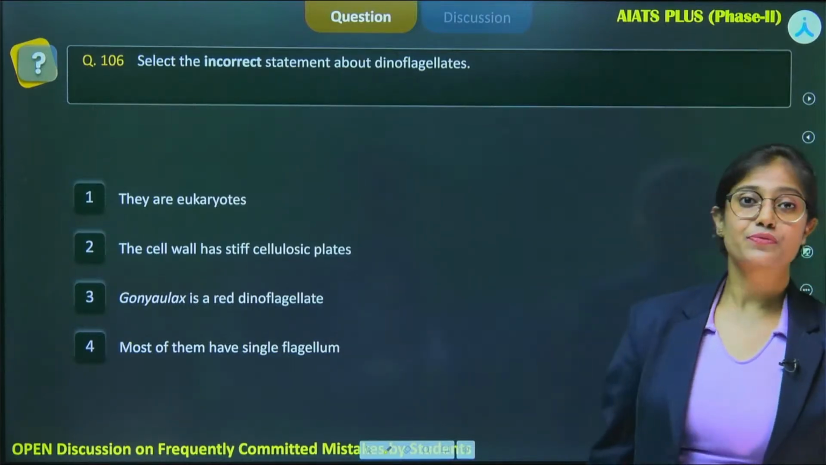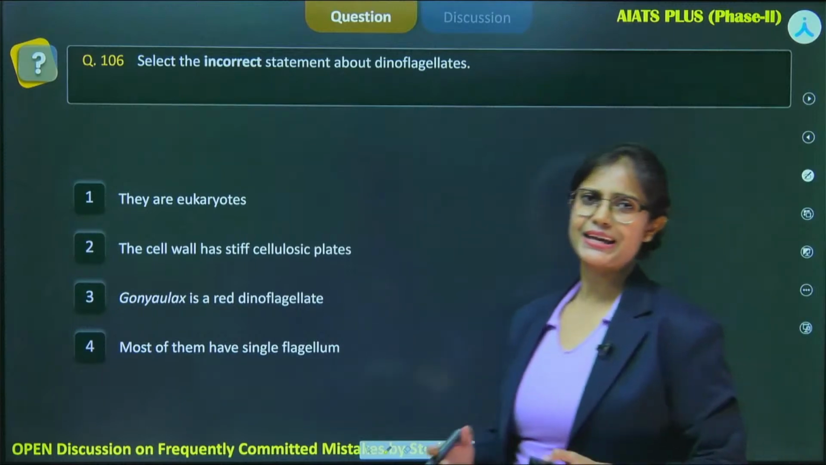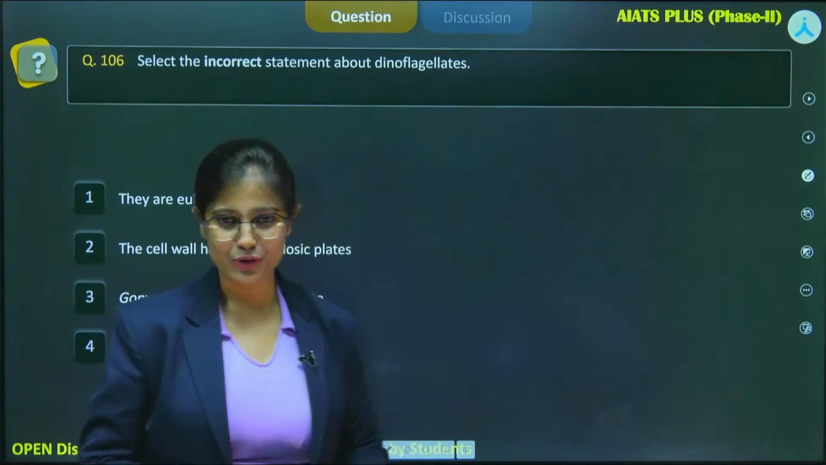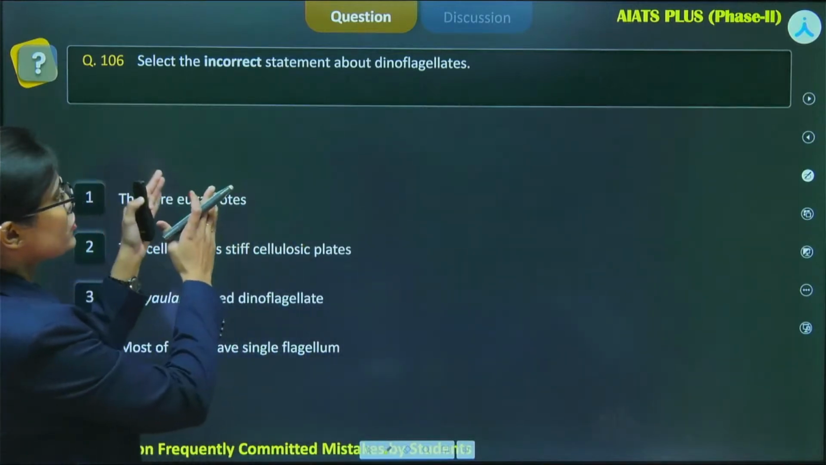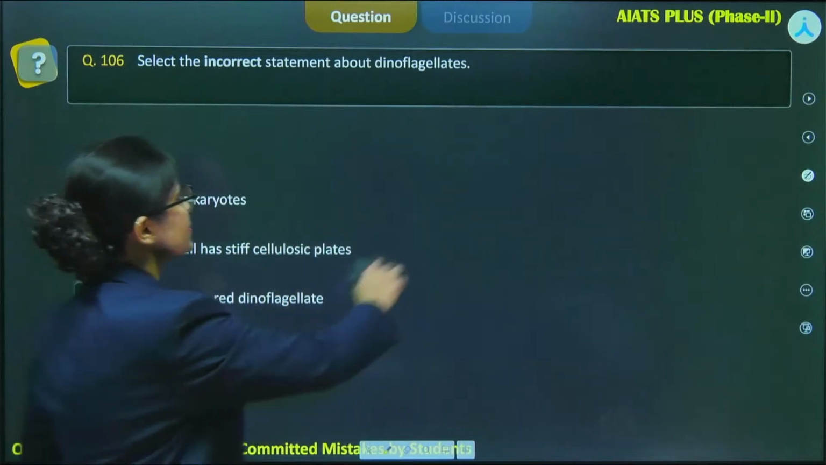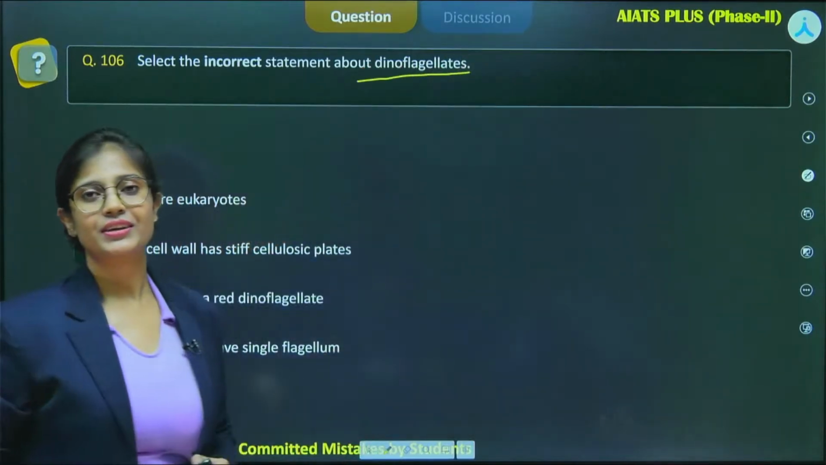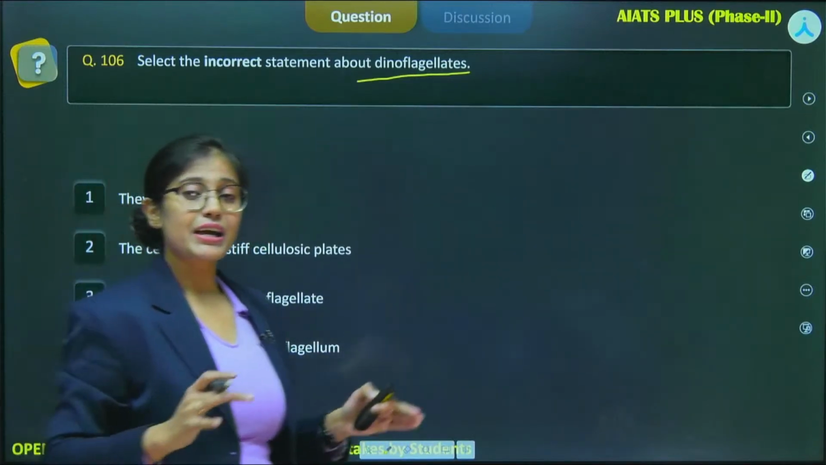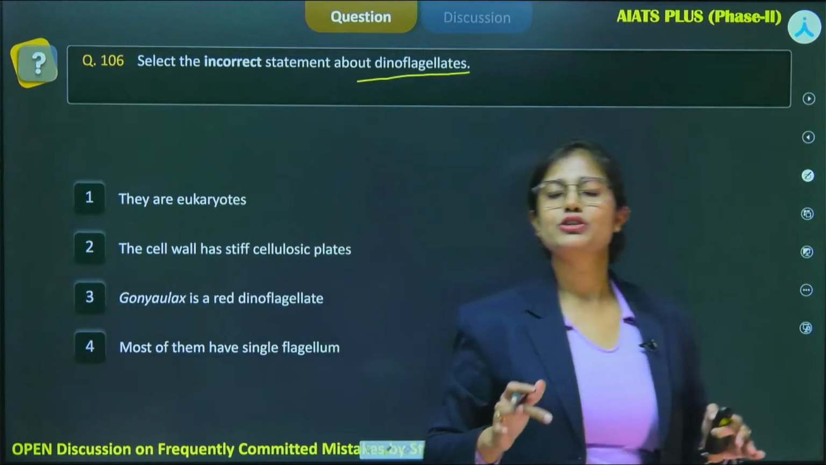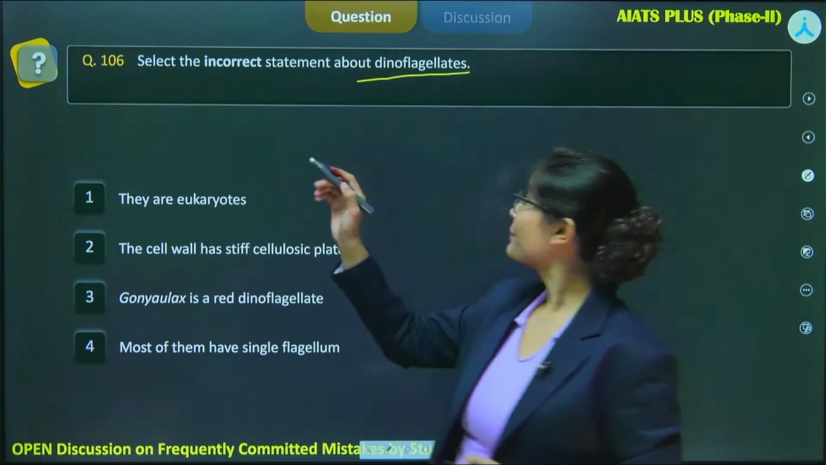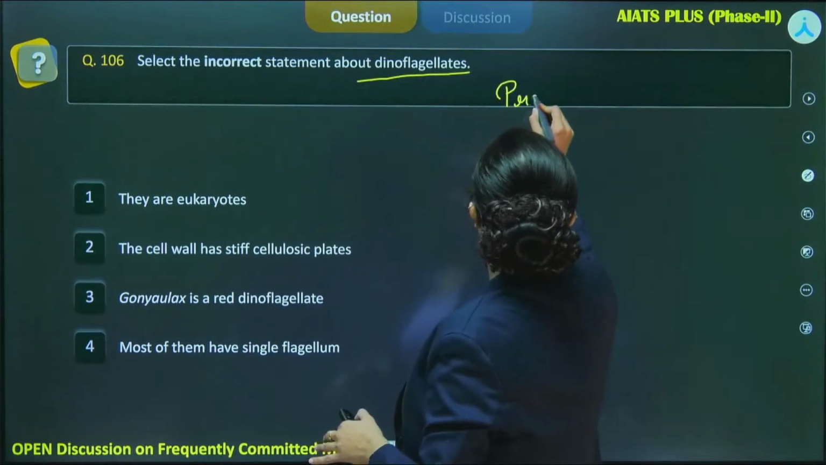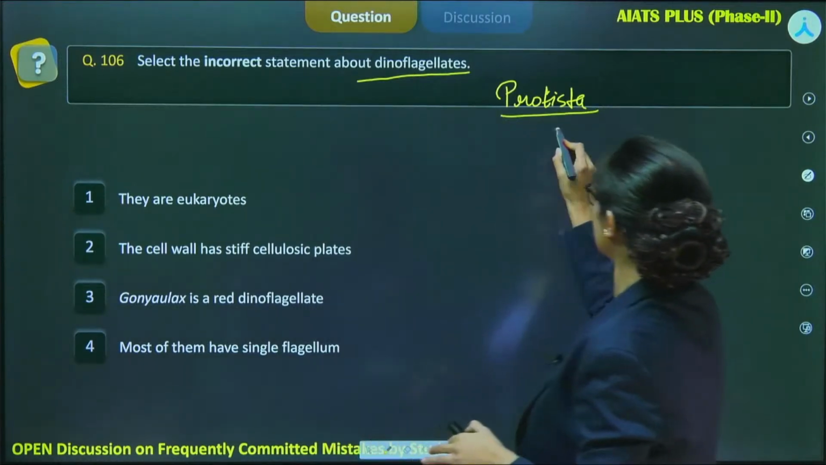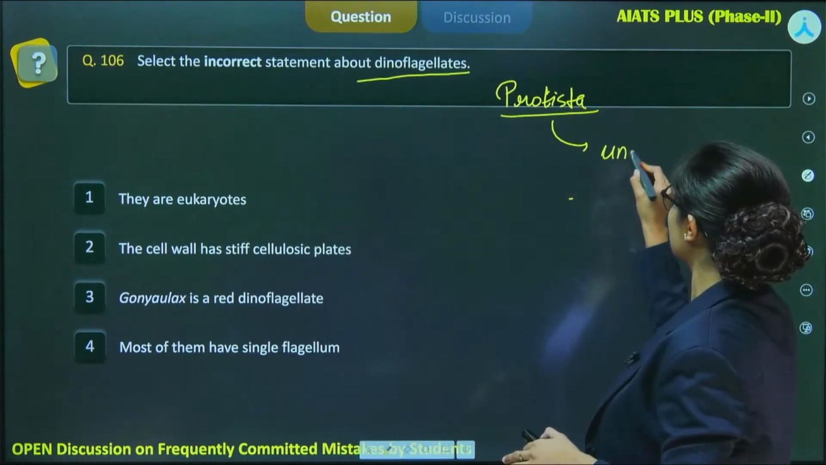Okay, next question is from biological classification. Again, a kind of rote learning chapter, but again an important chapter from NEET point of view. This question is actually asking about the dinoflagellates, the features of dinoflagellates. Dinoflagellates belong to kingdom Protista. Protista involves all the unicellular eukaryotic organisms. Remember that. This is the feature of Protista, the members which are included in Protista kingdom.